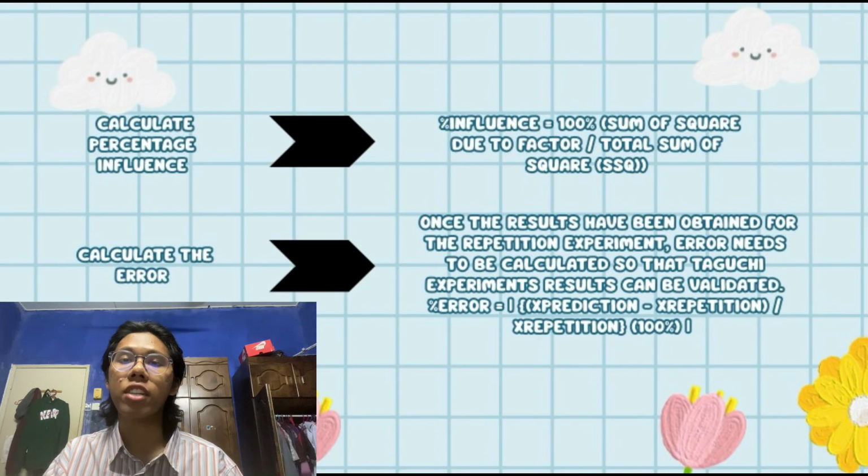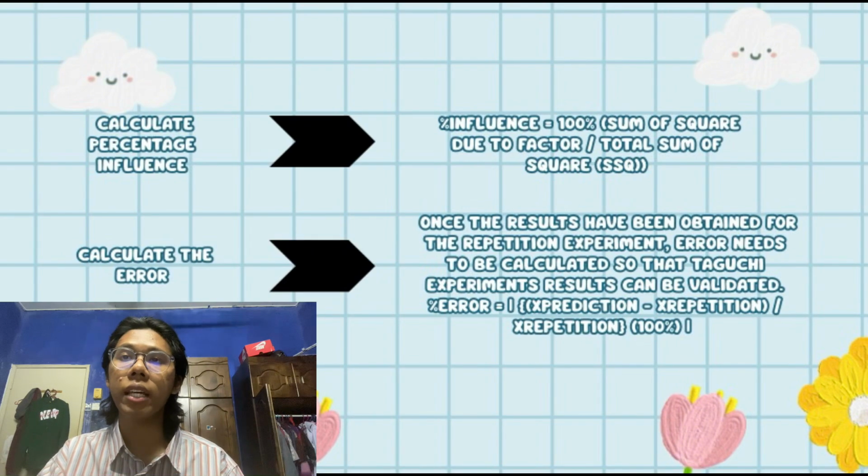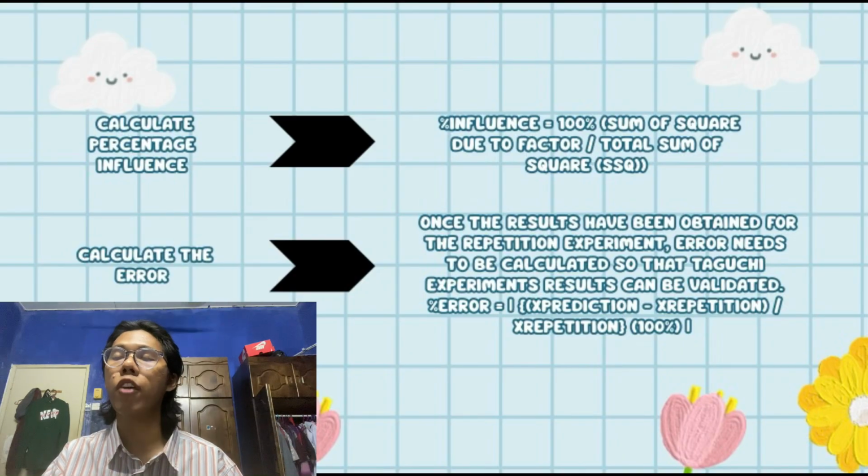Next, calculate percentage influence. The percentage of influence is 100%, in brackets, sum of squares due to factor over total sum of squares. To calculate the error, once the results have been obtained for the repetition experiment, error needs to be calculated so that Taguchi experiment results can be validated. The percentage error is equal to, in brackets, prediction minus repetition over repetition, times 100%.